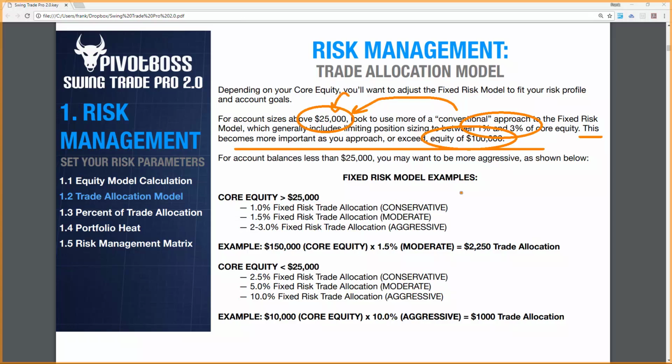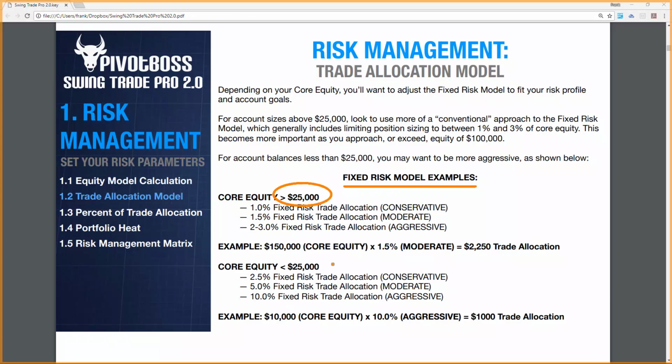Now, if you're below 25K, then you may want to be a bit more aggressive. So for account balances less than 25K, you can be a bit more aggressive. So let's look at a couple of ideas here. For example, here's some fixed risk models and some examples for an account above 25K and an account below 25K. And so these are the 3 levels of risk exposure that you may want to consider.